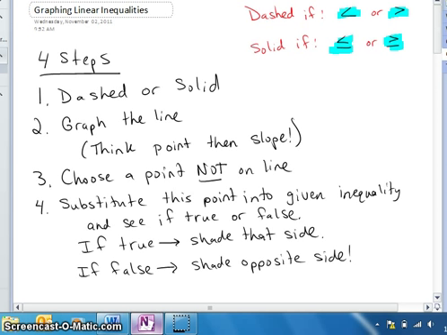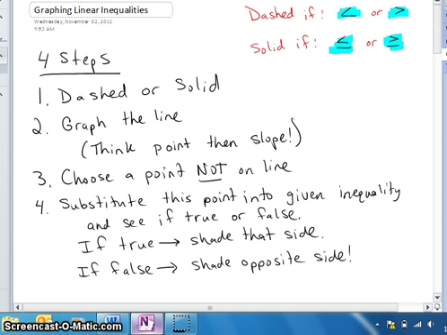Second, I'm going to graph the line. So I have to graph a point, then I have to graph the slope. Maybe the y-intercept will be your point, or maybe it'll be in point-slope form and it'll just be a random point. Then you're going to choose a point that's not on the line. It's important to choose a point not on the line so that you can decide which side to shade. If you pick a point on the line, that doesn't tell you whether to shade the top or the bottom.